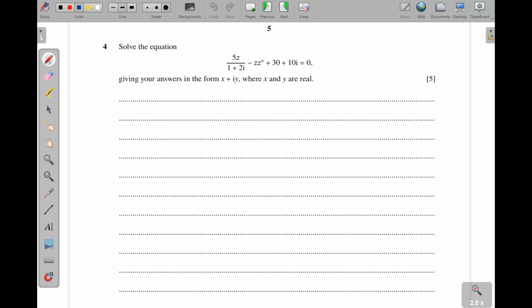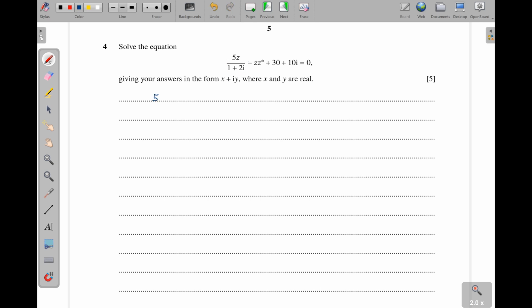Question 4 is coming from complex numbers. Solve the equation, this one here, giving your answer in the form x plus iy, where x and y are real. Now, let me first simplify this one, by the way.